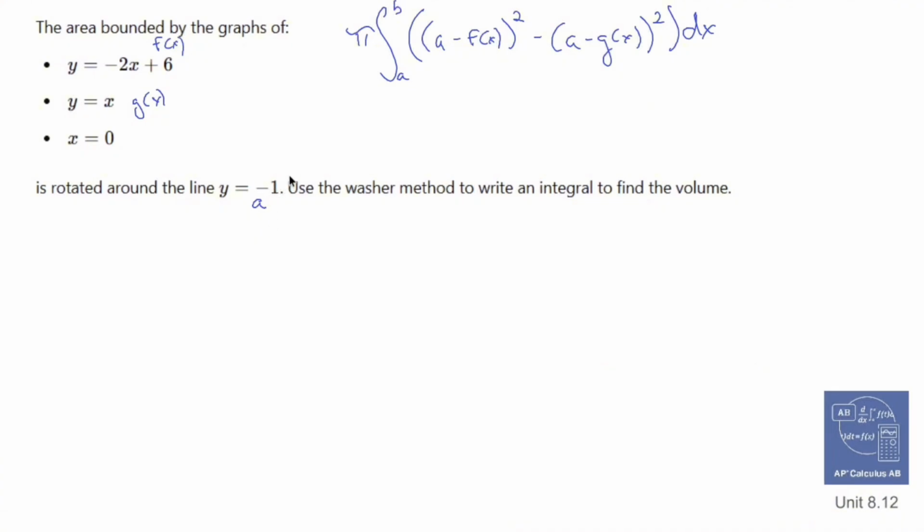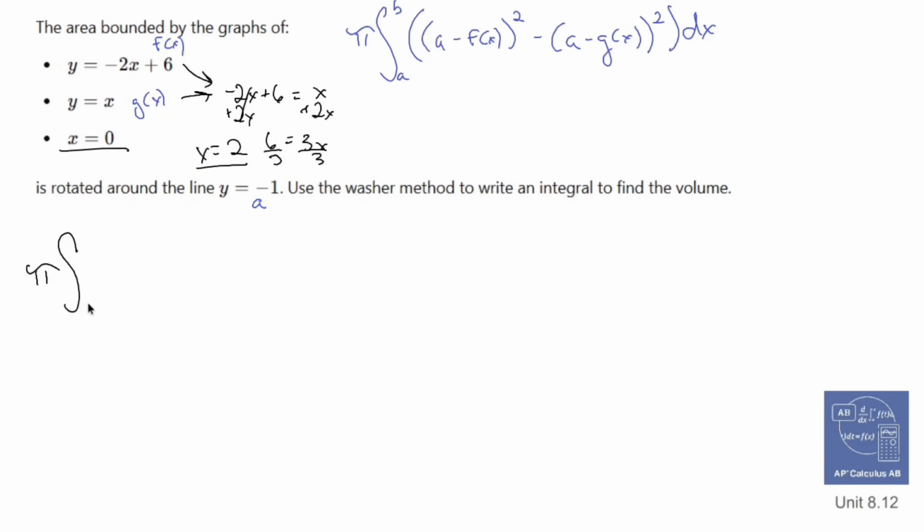What I don't have are my limits of integration, so let's find my limits of integration by setting these two guys equal to each other. So negative 2x plus 6 equals x. Add 2x to both sides. 6 equals 3x means that I divide by 3, x equals 2, and I'm already told that x equals 0. All right, so let's set this up.